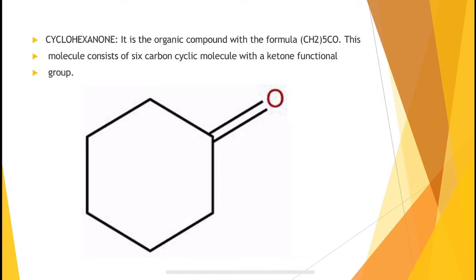Cyclohexanone is the organic compound with the formula (CH2)5CO. This molecule consists of a 6 carbon cyclic molecule with a ketonic functional group. As the name suggests, cyclohexanone has a ketonic group attached to a carbon atom. It is somewhat similar to cyclohexane, but the main difference is there is no oxygen atom in cyclohexane, but there is a doubly bonded oxygen atom when it comes to cyclohexanone, which is the ketonic functional group. So this is the only difference between a cyclohexane and cyclohexanone. There are 2 less hydrogen atoms in cyclohexanone, replaced by a doubly bonded oxygen atom.